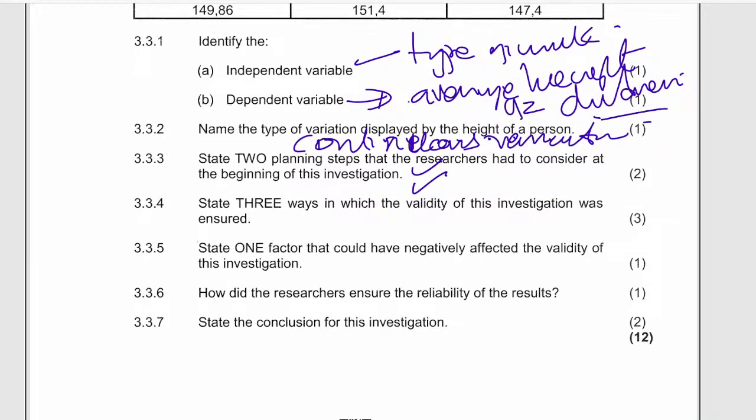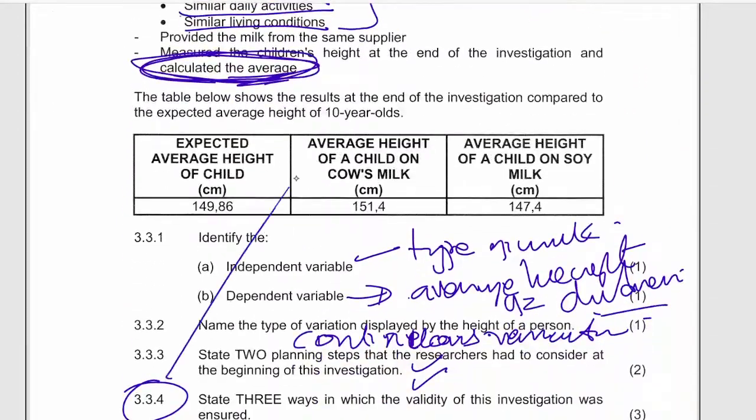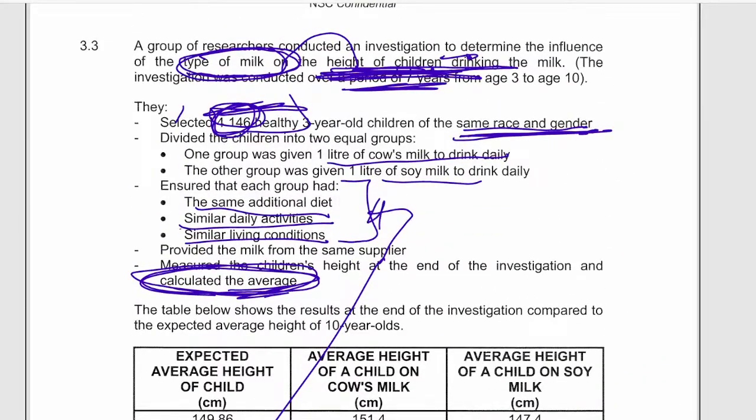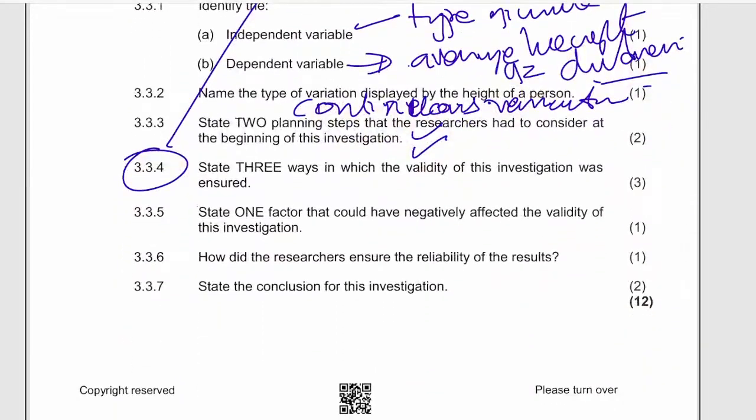All right. Then they are saying, state three ways in which the validity of this investigation was ensured. The validity of the experiment was ensured in three ways. Number one, they talked about them here. So the answer here is that they used the same additional diet, similar daily activities, similar living conditions. That was to ensure that the validity is done there.